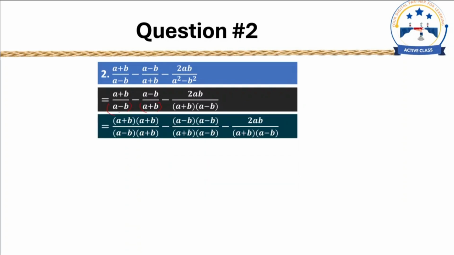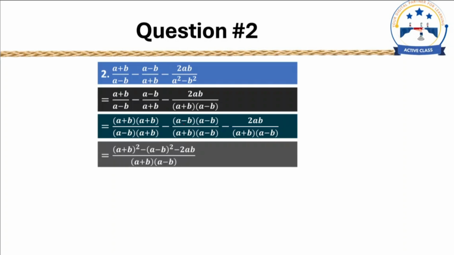Now, thus I multiplied the first fraction with a plus b in both denominator and numerator, and the second fraction with a minus b, because the denominator of this fraction lacks this factor. The third fraction I've kept as it is. Now we have got the denominators the same, which means you can simply perform the operation in the numerator. See, a plus b times a plus b is a plus b whole square, a minus b times a minus b is a minus b whole square, and the numerator of the third fraction I've kept the same, and the denominators, since they are alike, I've written only one.